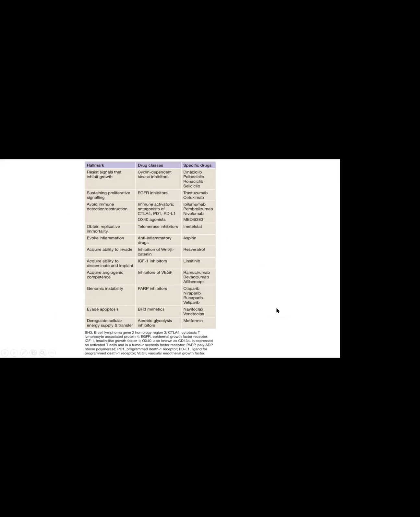Now going to the last slide, this is a table I have taken from Bailey, where there are different types of targeted therapy, including the mechanisms and examples. The first mechanism is resisting the signals that inhibit growth. It acts by the cyclin-dependent CDK kinase inhibitors. Examples include palbociclib, dinaciclib.